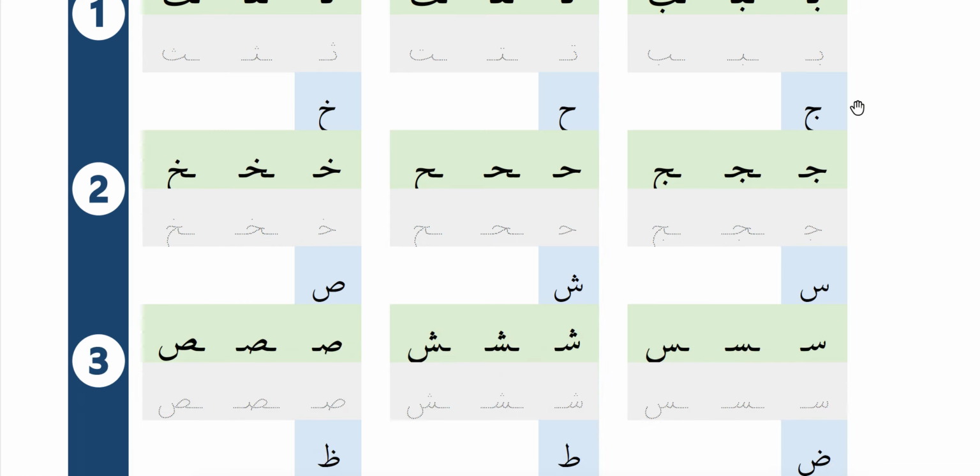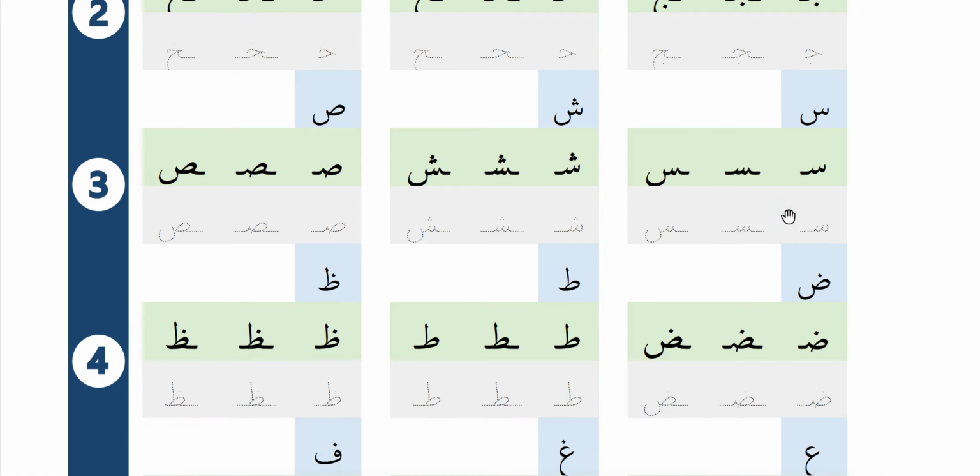As for jim, we have three letters similar in shape: jim, ha, and kha. When they come to be joined, we focus on the head of the letter. So jim has the head and one dot under the head. Jim, jim, jim. Ha has no dots. Ha, ha, ha. Kha, one dot on top. Kha, kha, kha.